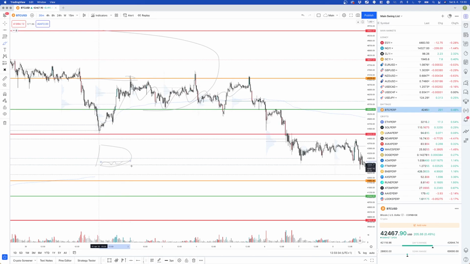if the market is sitting at this value area low, at this edge of the distribution, it's very likely to break down. So this is when your auction market theory comes into play.